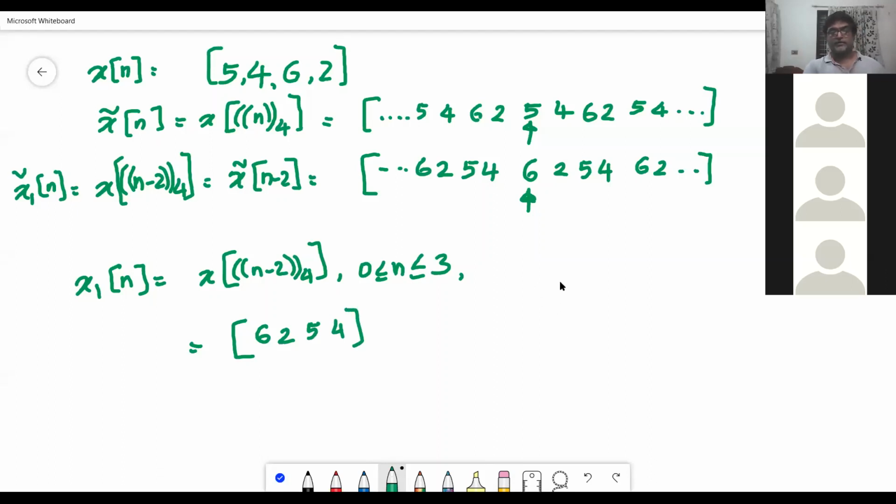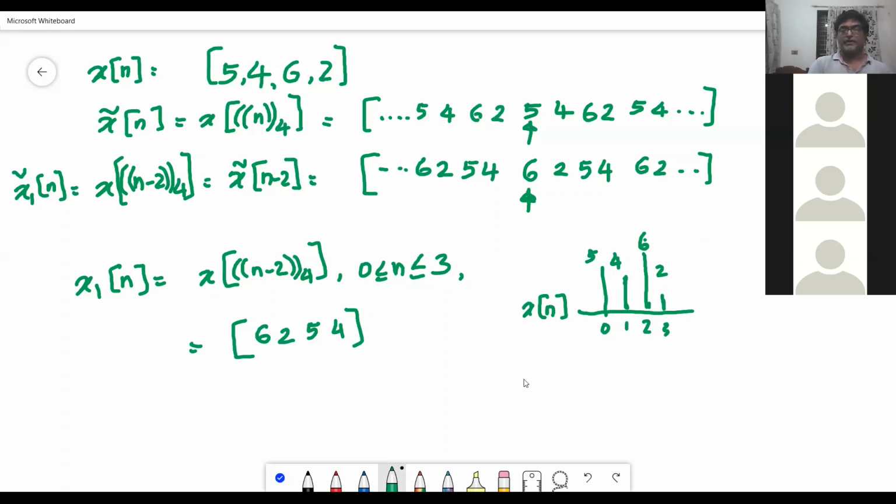So now let me look at x of n. I will draw x of n and x1 of n now. So x of n was this sequence. This is 0, 1, 2, 3, and the values are 5, 4, 6, and 2.